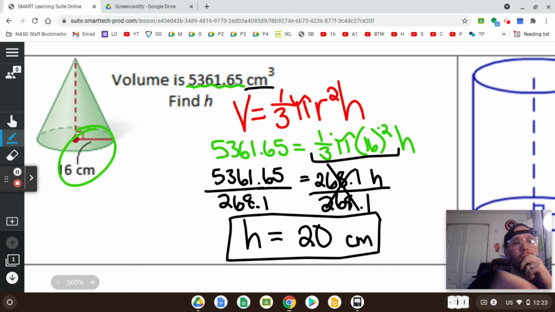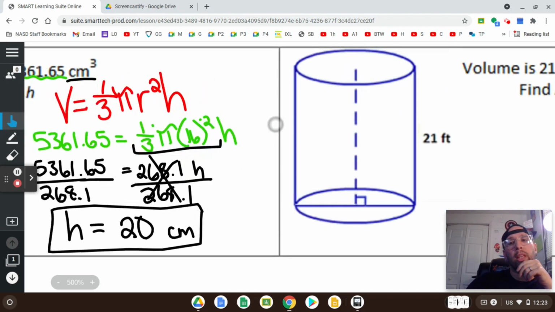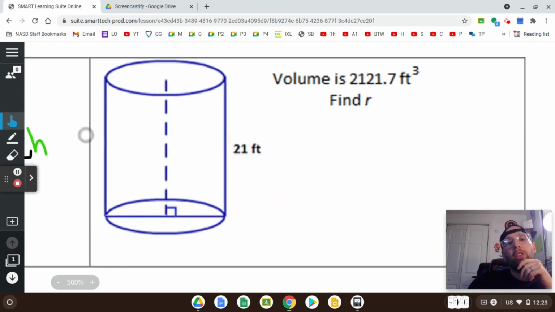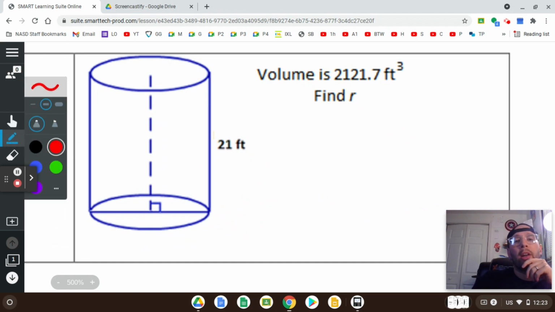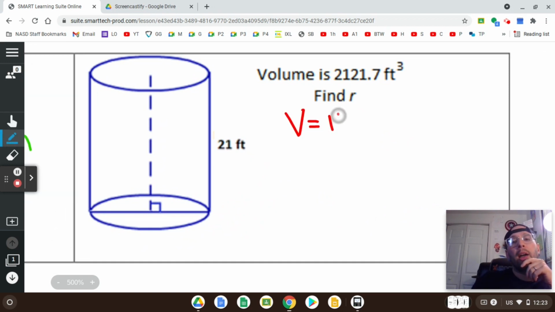Let's do it again. This time I have to find r. What is this? This is a cylinder. So let me write out V equals pi r squared h. I have to find r. I know the height. I know the volume. So why don't I write all that stuff in?